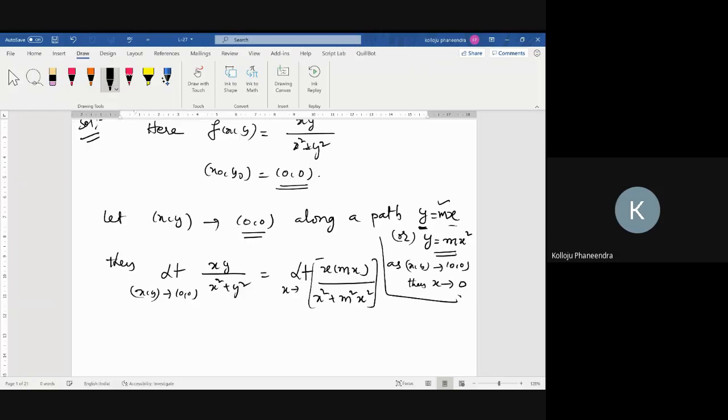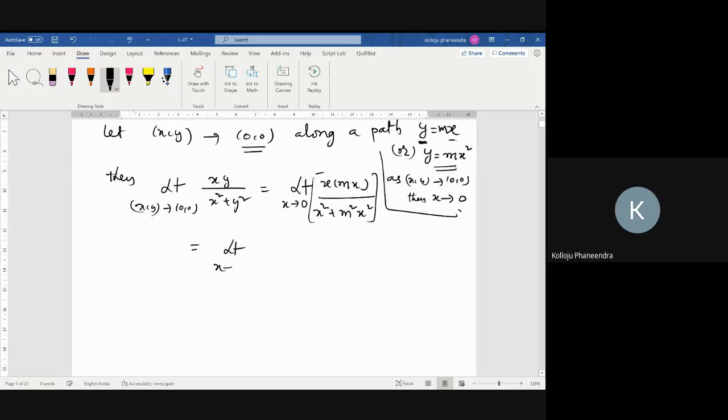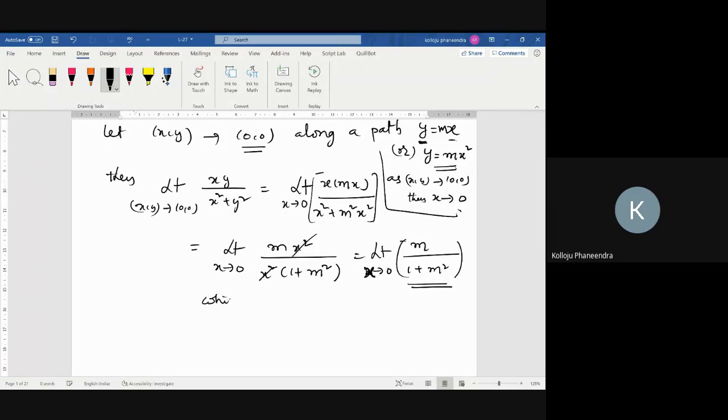Therefore, as xy tends to 0, 0, x tends to 0. I need only x tends to 0. Therefore, this is the limit as x tends to 0 of mx square over x square, taking x square common, 1 plus m square. Now x square gets cancelled. What is this value? The limit as x tends to 0 of m over 1 plus m square. You see, this function m by 1 plus m square clearly does not depend on x, even though x tends to 0. The limit value depends on m.